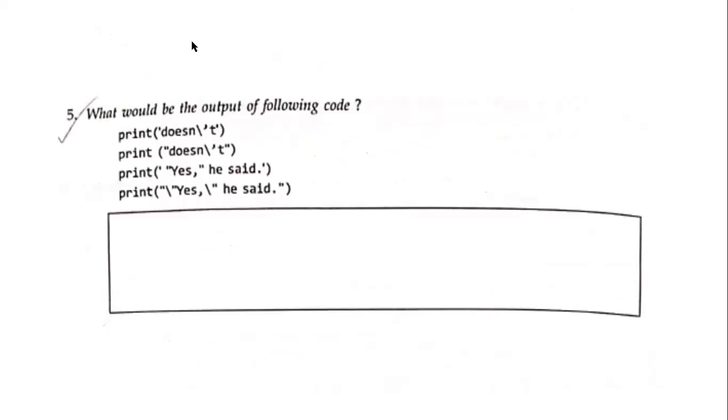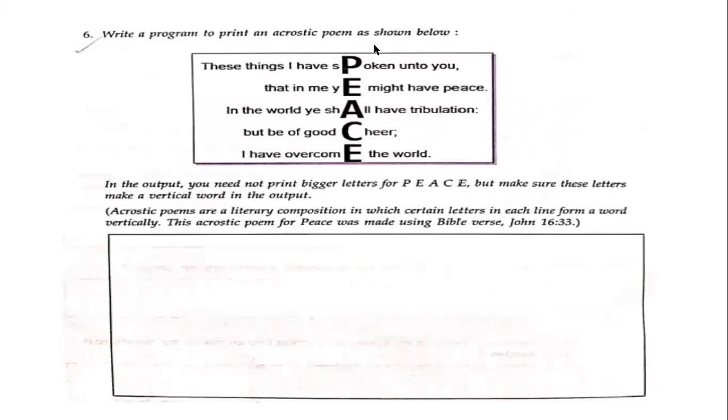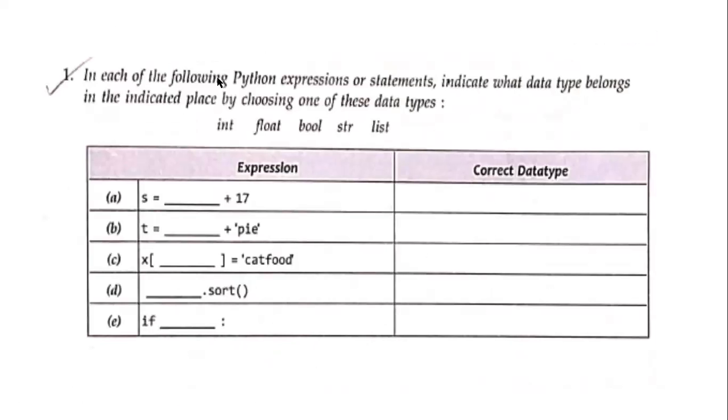What would be the output of this code? I told you all to self-check this and this also. I'm not going to give you all the answer. Moving ahead, this also you need to do on your own. Moving ahead, this is the next set of questions you're going to do. In each of the following Python expressions or statements, indicate what data type belongs in the indicated place by choosing one of the following data types. So you just have to write what will come.